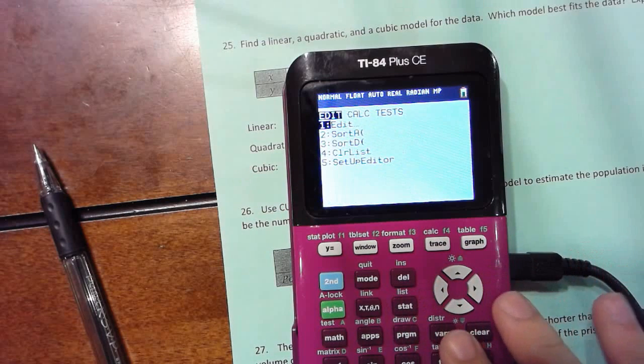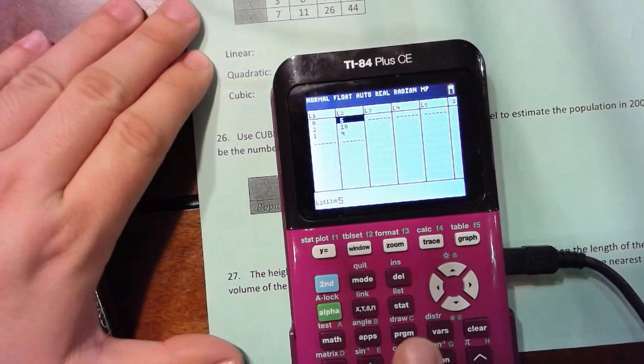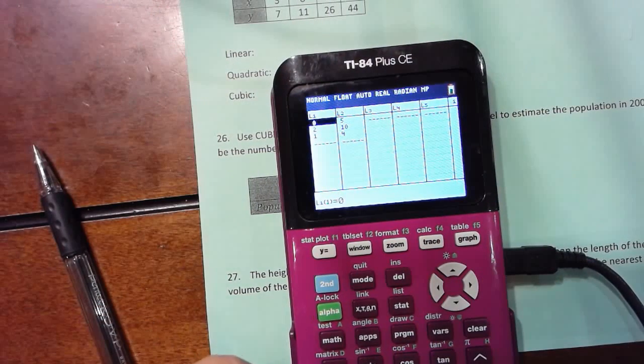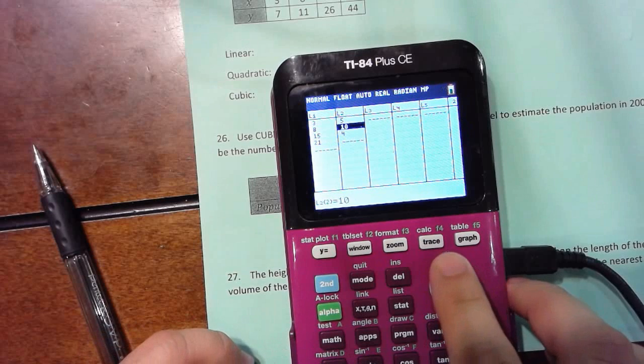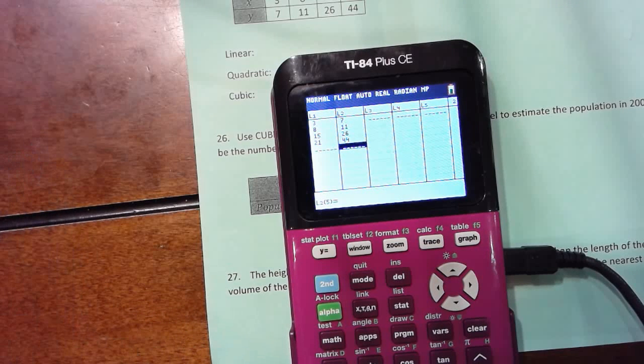And I'll show you what that does. So I need to edit my data. Let's go: 3, 8, 15, 21, 7, 11, 26, 44. So maybe I didn't do a very good job explaining.